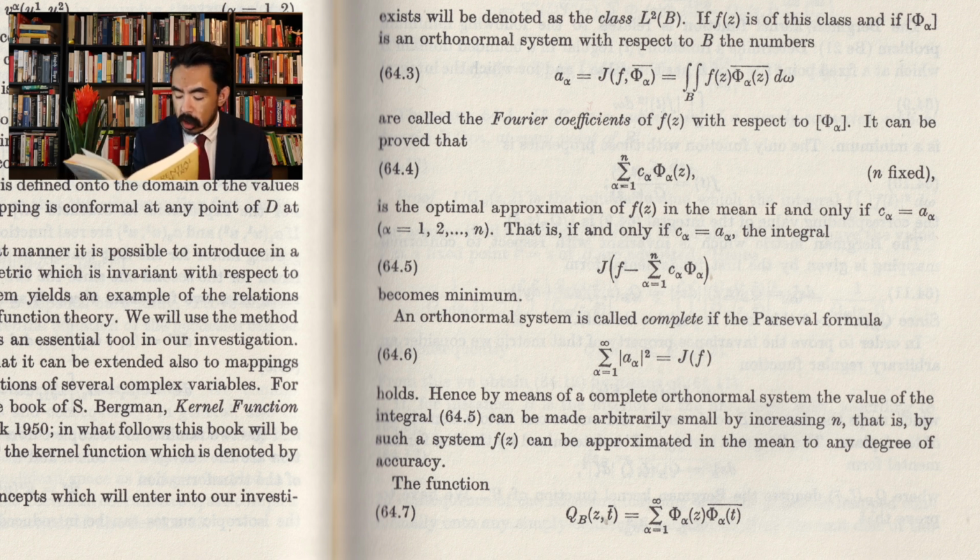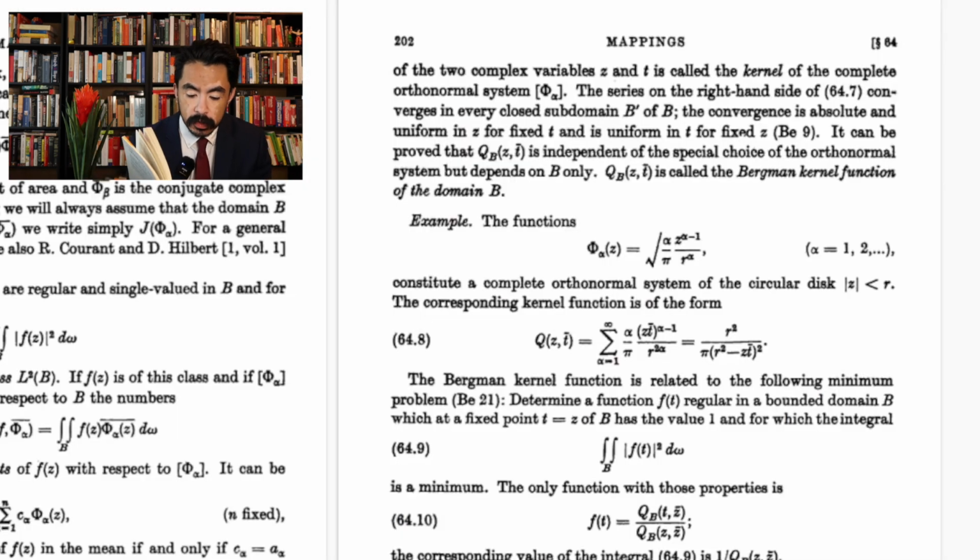The function Q_B(z, t̄), or t conjugate, is equal to the sum on the index α from 1 to infinity of Φ_α(z) times the conjugate of Φ_α(t), of the two complex variables z and t. It is called the kernel of the complete orthonormal system of the sequence of functions Φ_α.